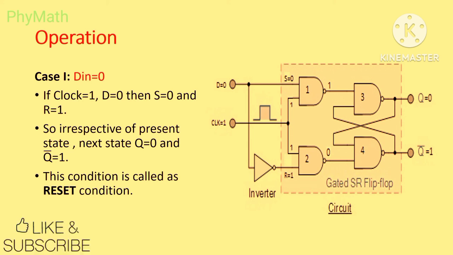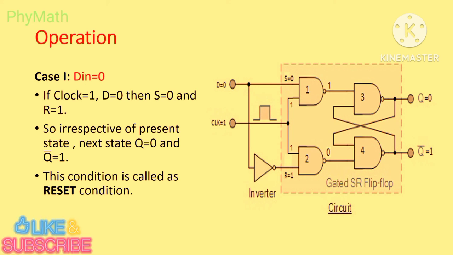So what is our conclusion? Irrespective of the present state, the next state is Q equals 0 and Q bar equals 1. This condition is also called the reset condition. So our conclusion for the first case is: when D in equals 0, Q equals 0 and Q bar equals 1, meaning our flip-flop will be in reset condition.